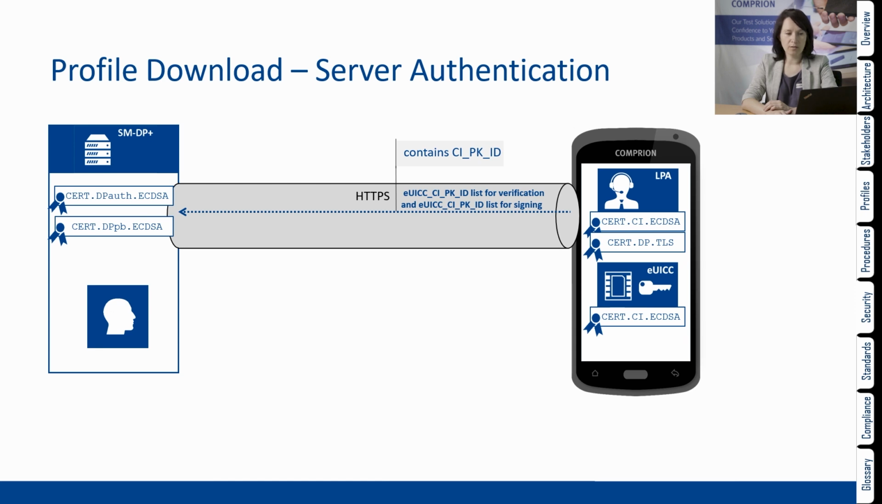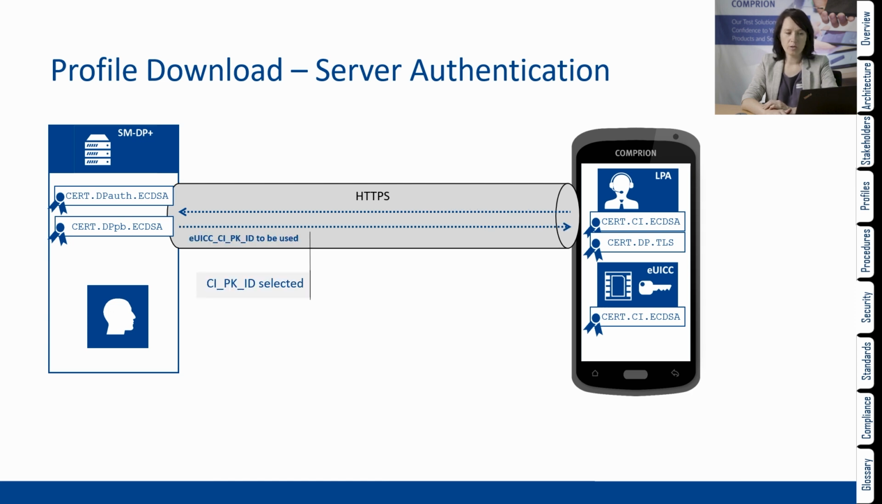This list is the EUICC CI public key ID list for verification and the EUICC CI public key ID list for signing. So it will contain the CI public key IDs. Then the server decides which public key ID is to be used, selects one, and informs the EUICC.